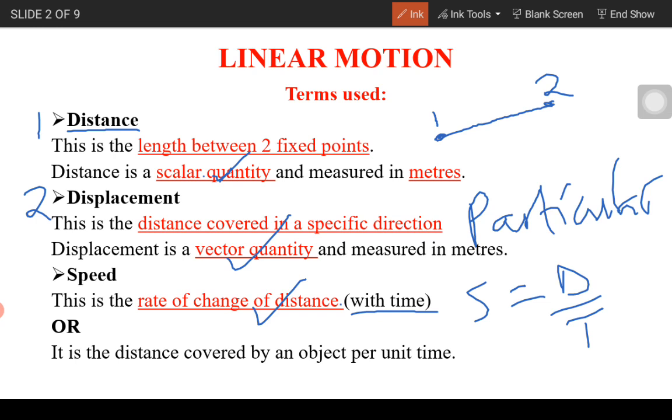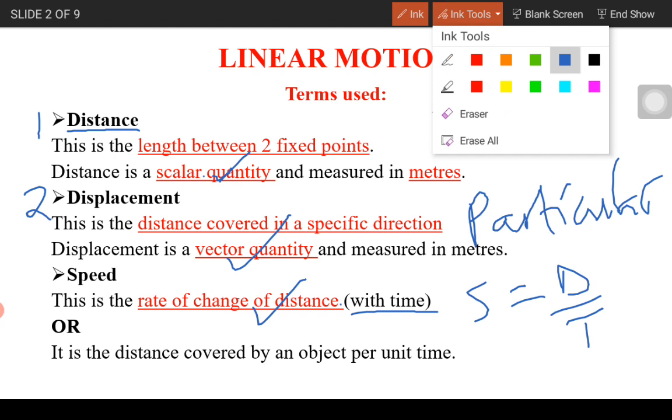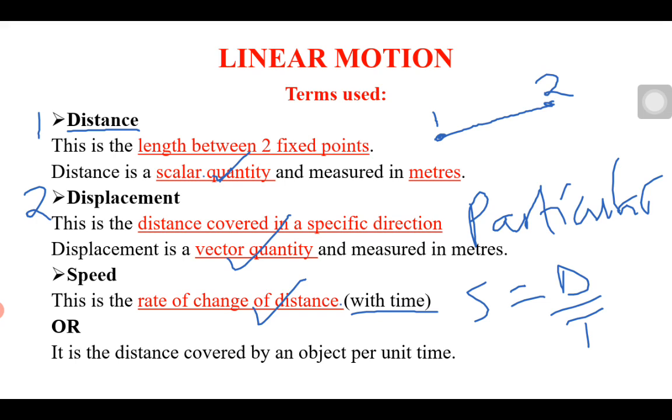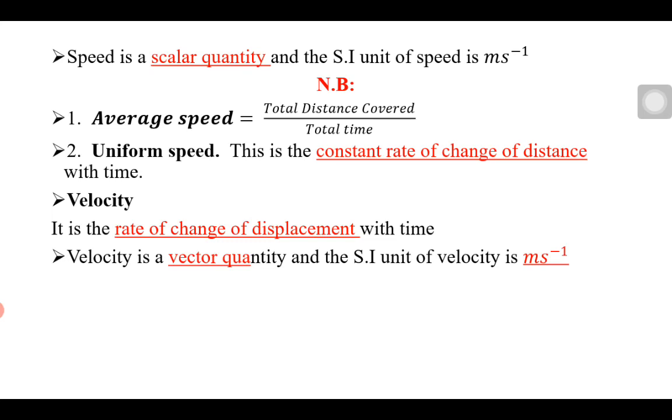We can as well define it as the distance covered by an object per unit time. No problem with that. We can define it in this way. Okay, I think we are done with our second slide of the tutorial. We can go to the third slide.